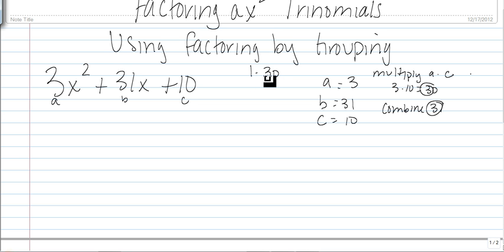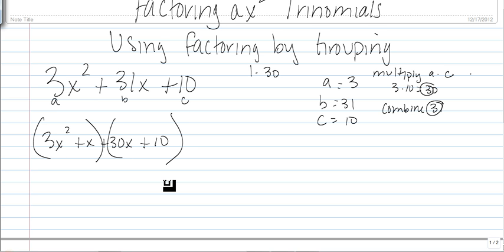So we're going to use those numbers to expand out our middle term. Now we have 3x squared plus 1x plus 30x, because that combines to being our 31, plus 10. Remember I said when you factor by grouping, you want to have 4 terms and get your groups. Now we have our groups right here. So now let's factor those out.